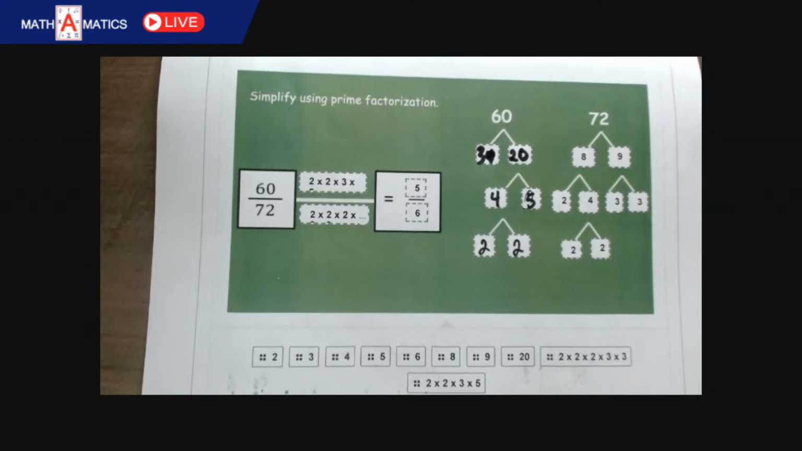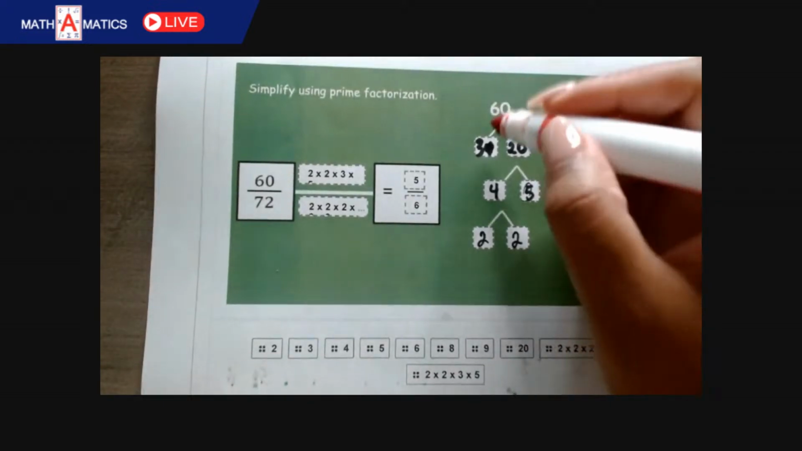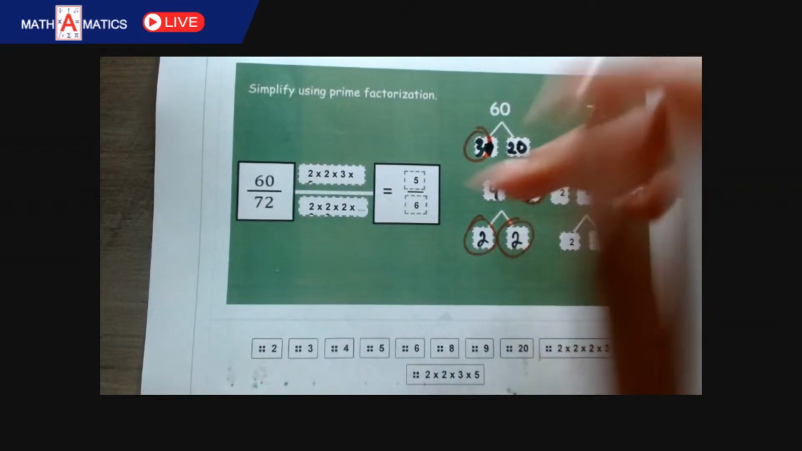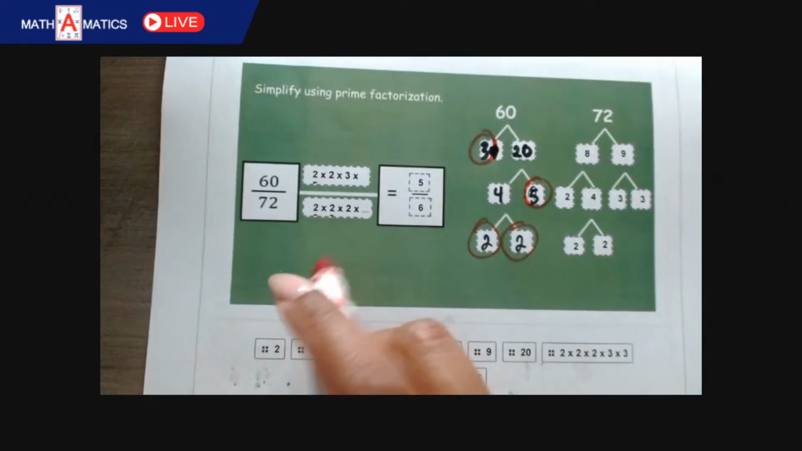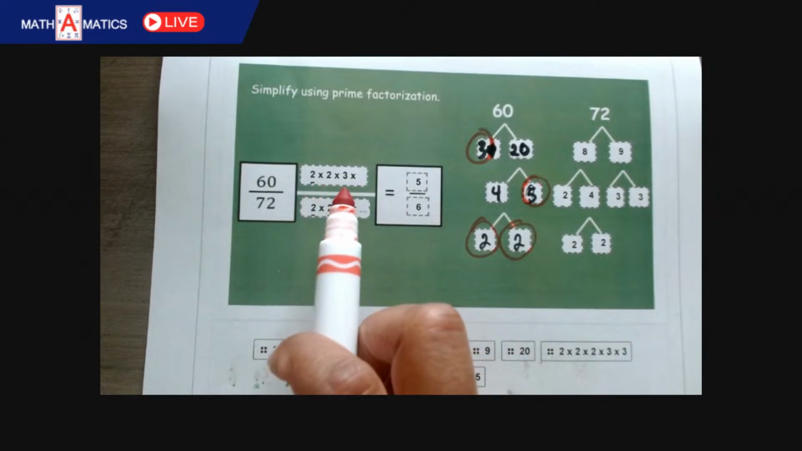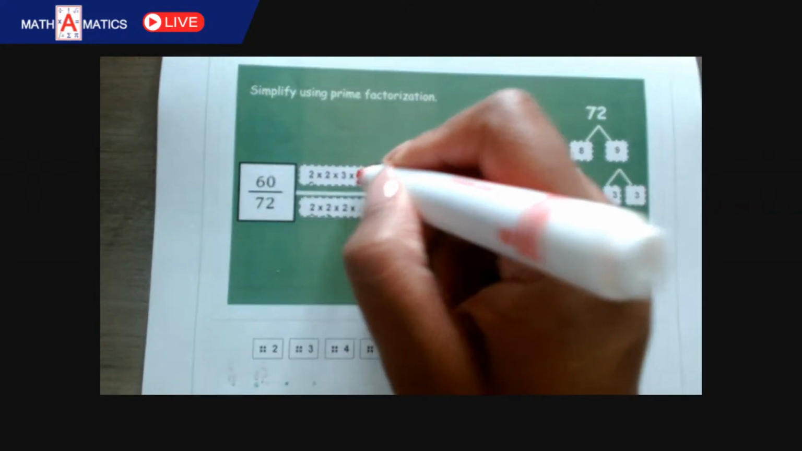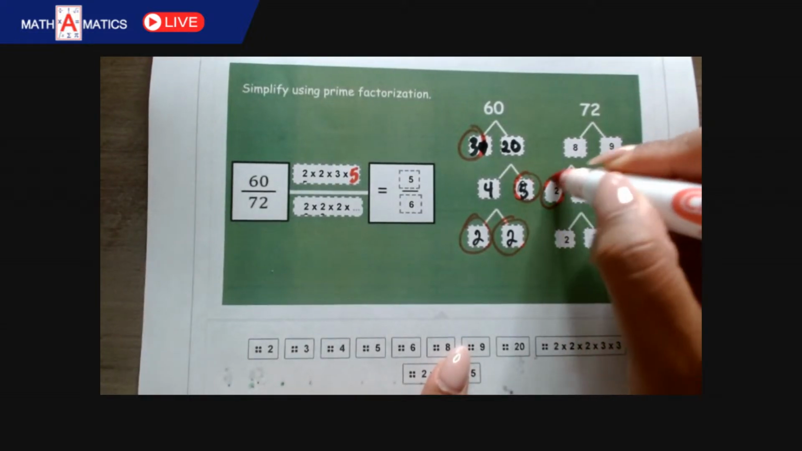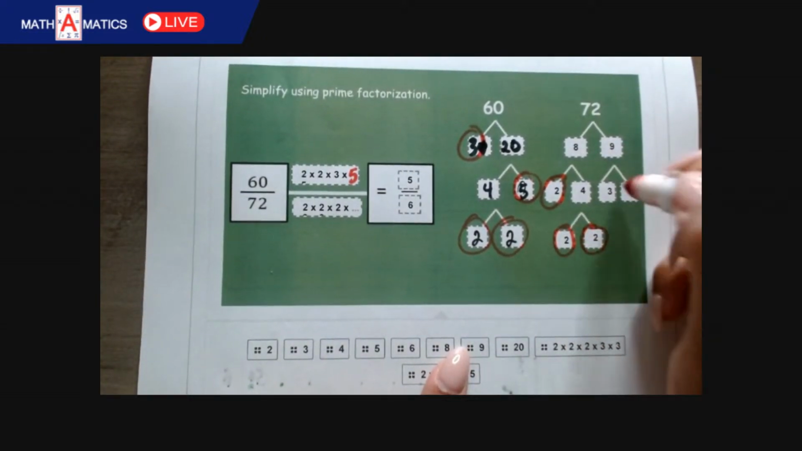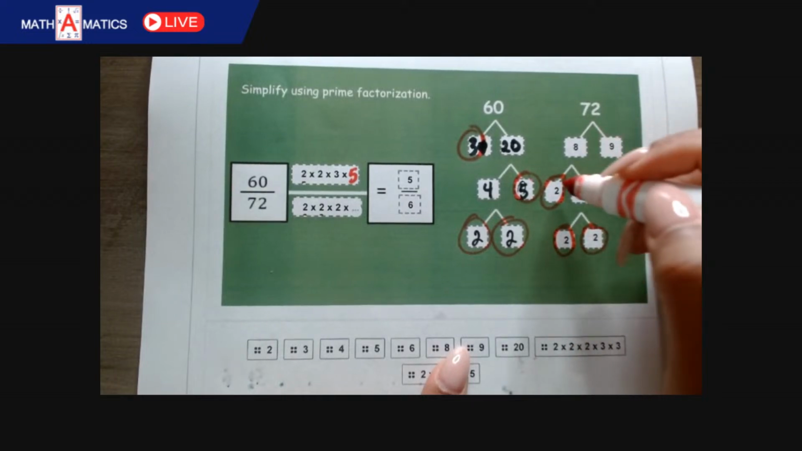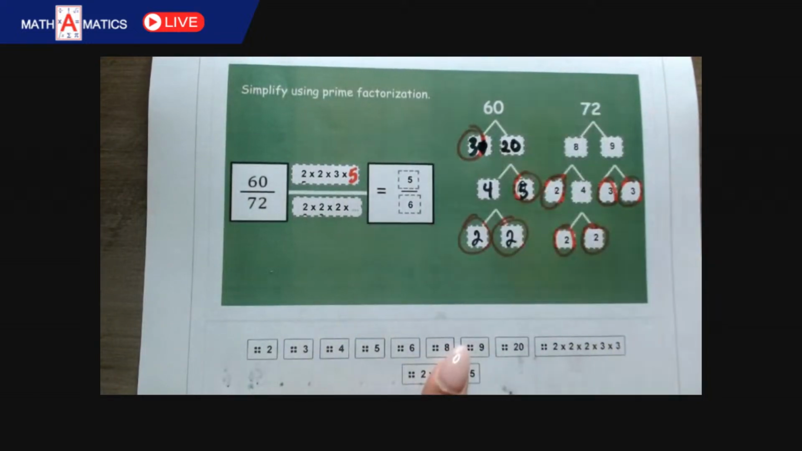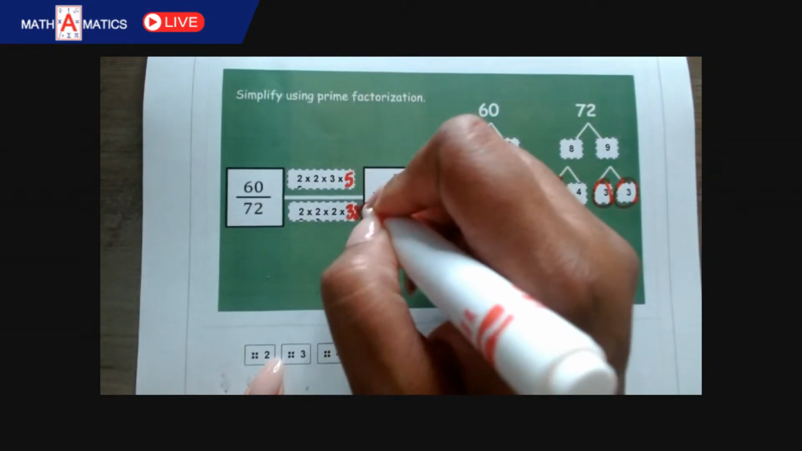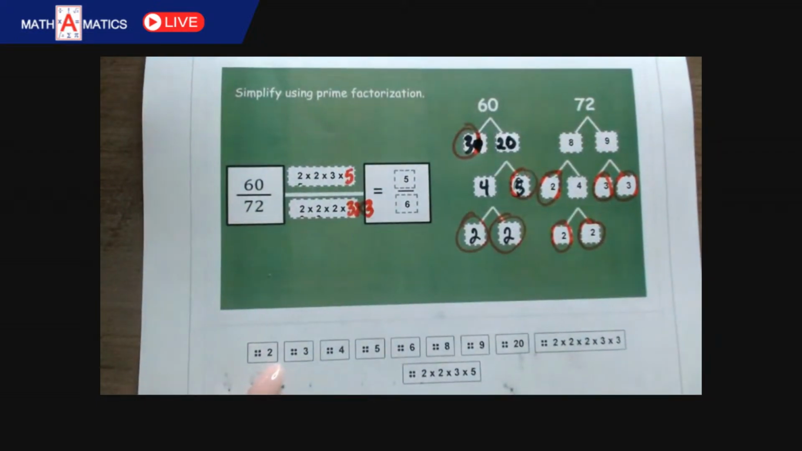And I'm going to use red this time so y'all can see. So our prime numbers are 3, 2, 2, and 5 for our top. So right here, we already have 2, 2, 3. We need to add our 5. And then on our 72, it is 2, 2, 2, 3, 3. So that's 3 2s, which we have. And now we need to add 2 3s. So 3 times 3. Hopefully y'all can see that.